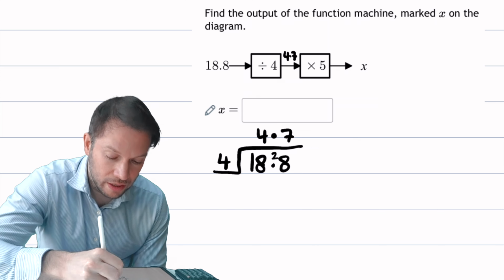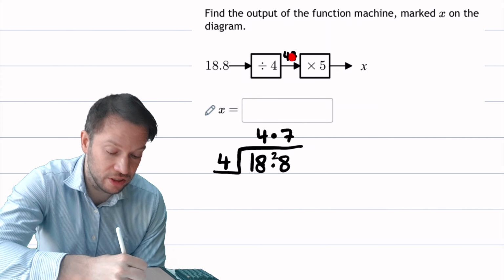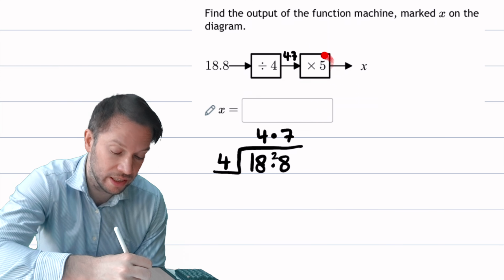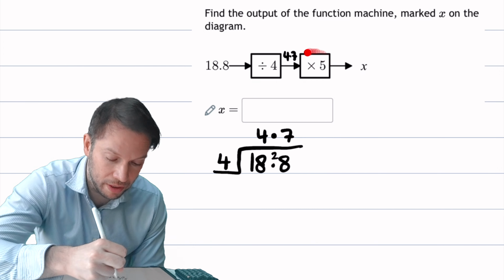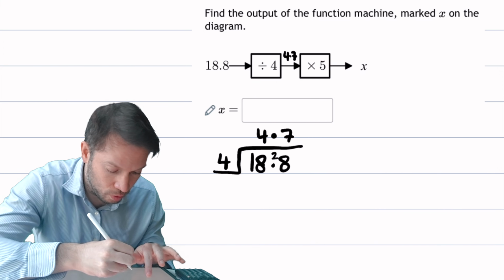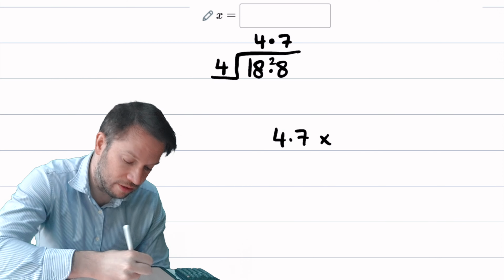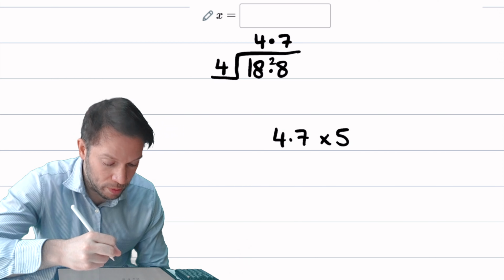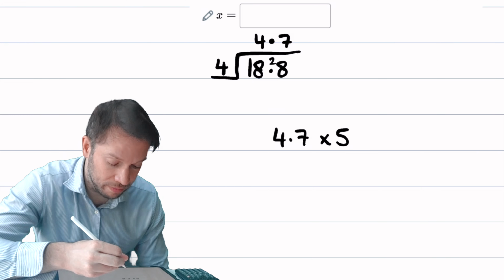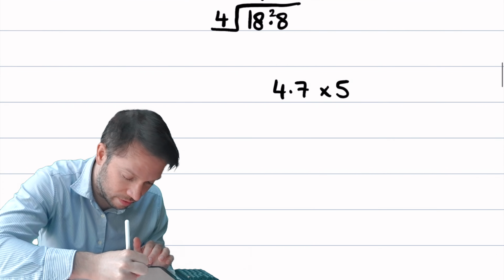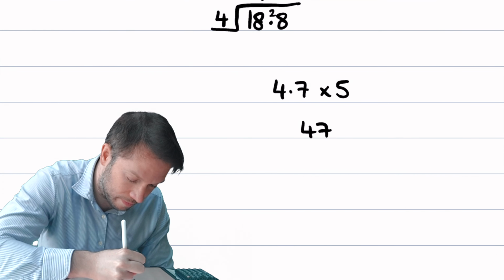And now this 4.7 is being fed into another function machine. So this function machine is going to multiply it by 5. So we need to do 4.7 times 5, right? Now, how do we do that? Well, what we could do is we could do 47 times 5. So I'm just going to do that. 47 times 5.